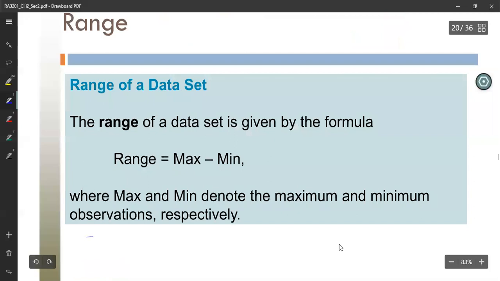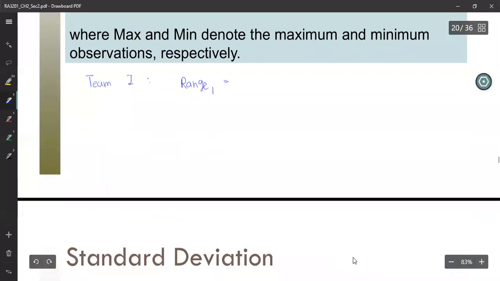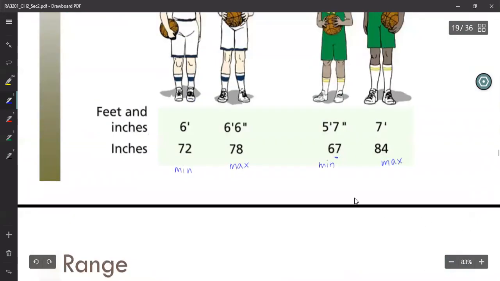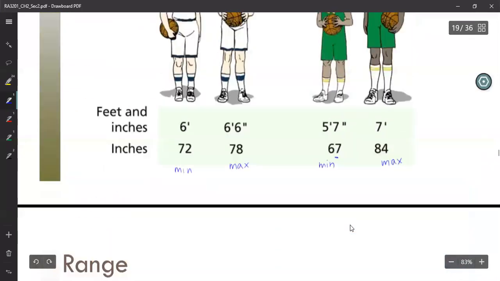Let's find it. The range, let's say range 1, will be 78 minus 72, which is 6 inches. What is the range of team 2? Maximum minus minimum, 84 minus 67. What is the answer? 17. Let's find the minimum.